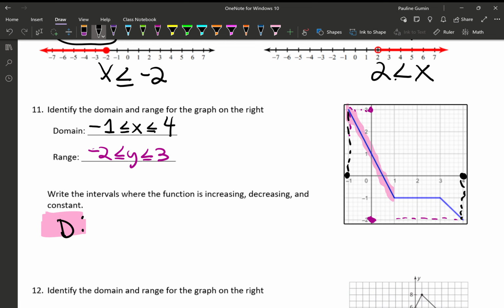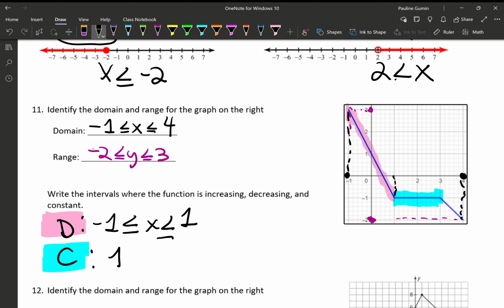That means we're decreasing. Now, because I'm going left to right, I'm going to use the X's because that's what goes left to right on our graphs. So it's decreasing from -1 all the way to, what's this X right here? 1. Okay. I'm going to choose a different color, and we're going to continue down the path left to right. Now, I'm going to start where I ended, and I'm going to keep going until there's a change in direction. I'm going to stop right there. Now, it's flat. When it's flat, that means it's constant. It's constant from 1 all the way to 3.